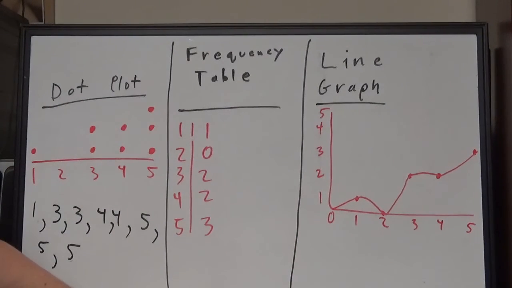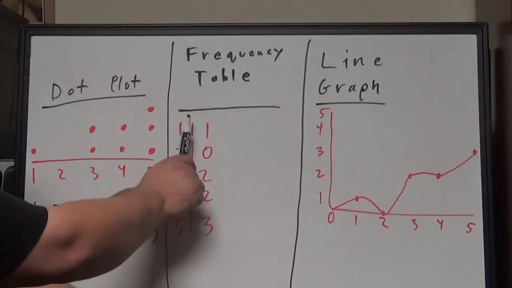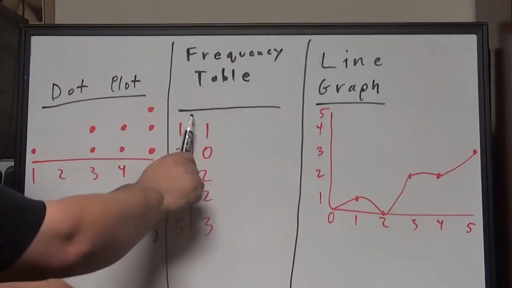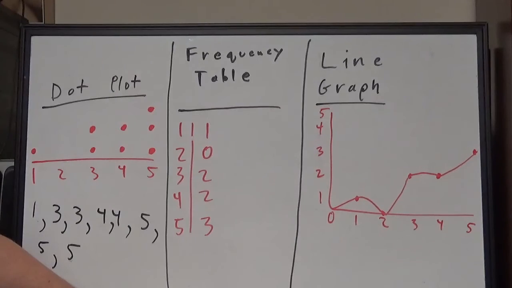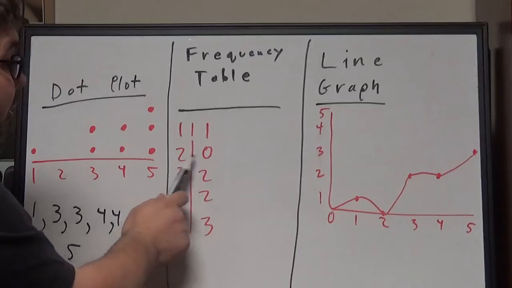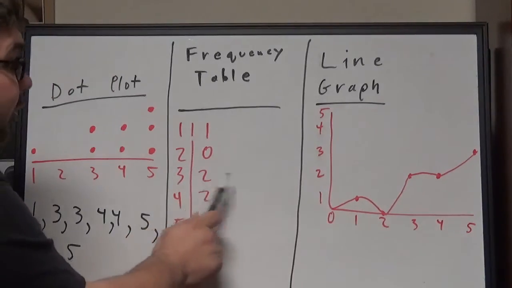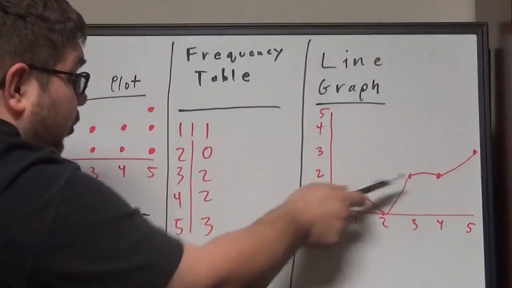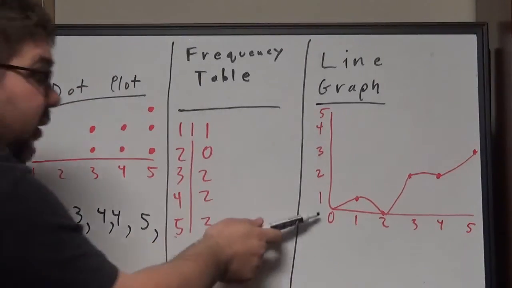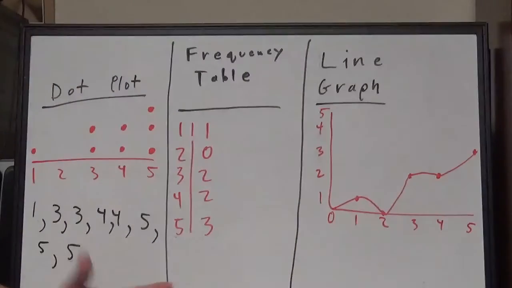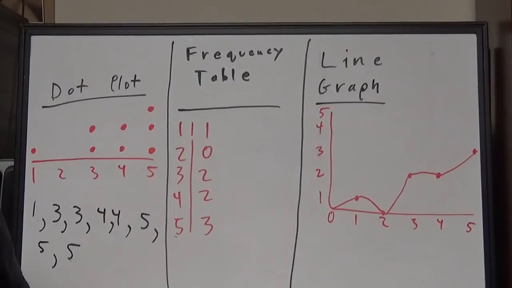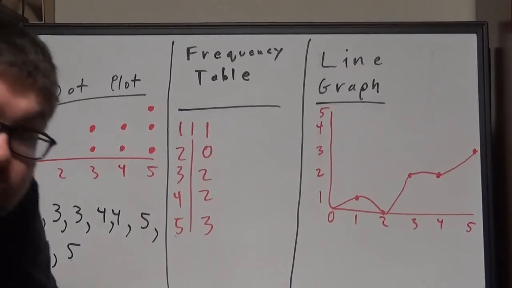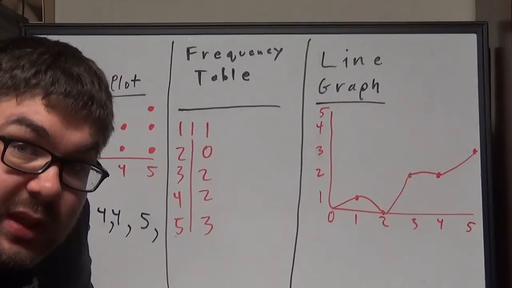Hopefully something you can notice about this is that if you look at it from the frequency table, those are ordered pairs on the line graph. 1, 1; 2, 0; 3, 2; 4, 2; and 5 comma 3. So that's just a few of those. There are others, but that's all I'm going to talk about in this video because that's all I put on my assignment that I sent home.